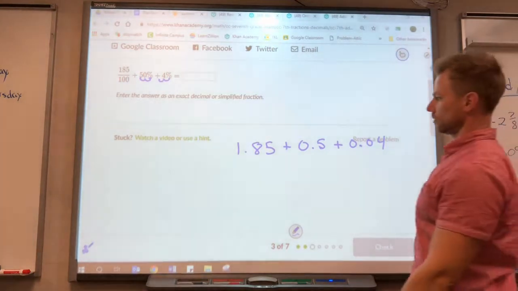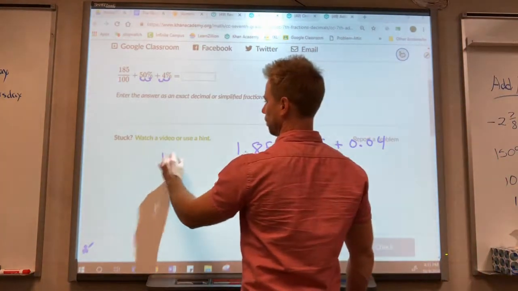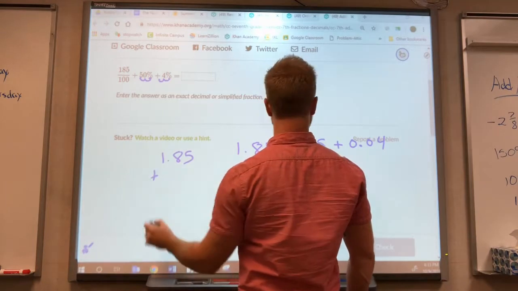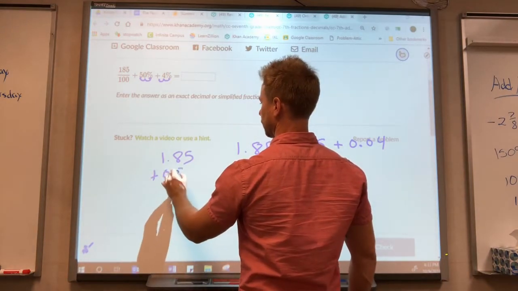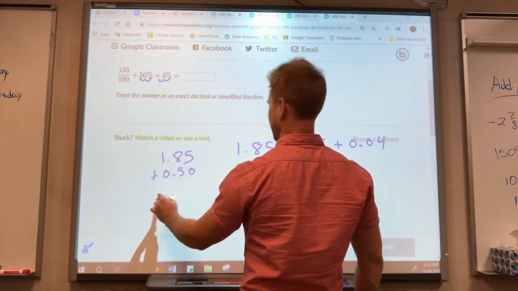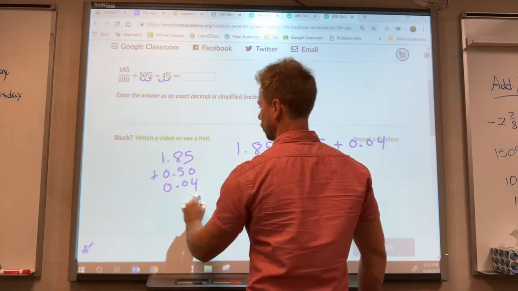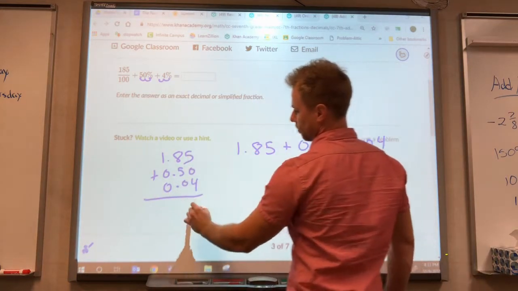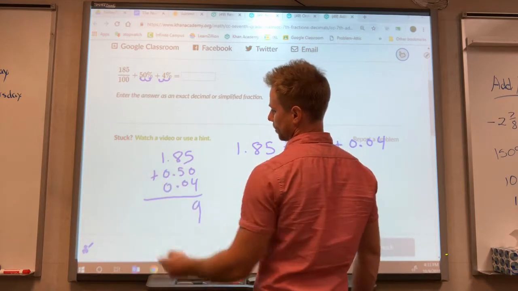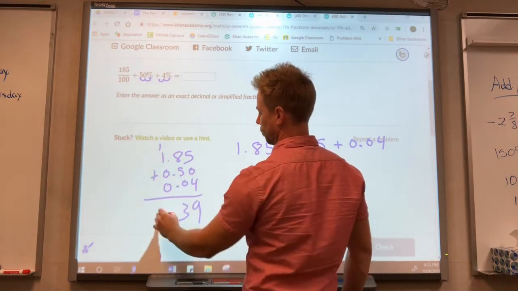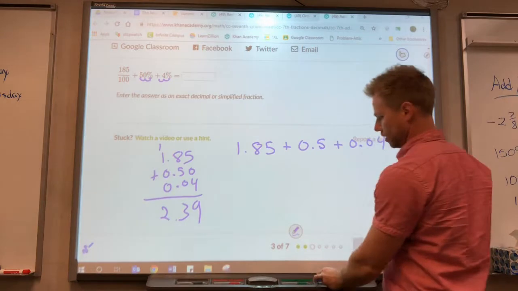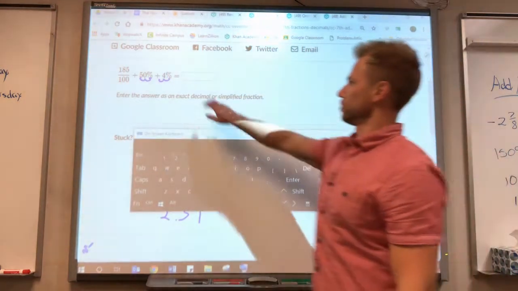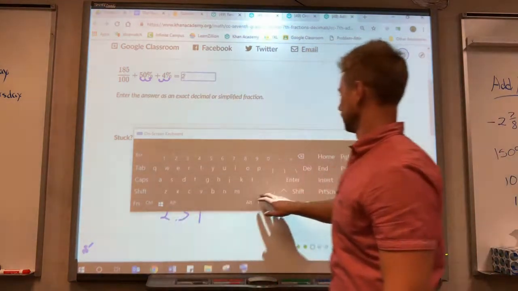Let's add those all together. So 1.85 plus 0.50 and 0.04. Line those up. 4 plus 5 is 9. 8 plus 5 is 13. Carry the 1. 2.39 is what that turns out to be.